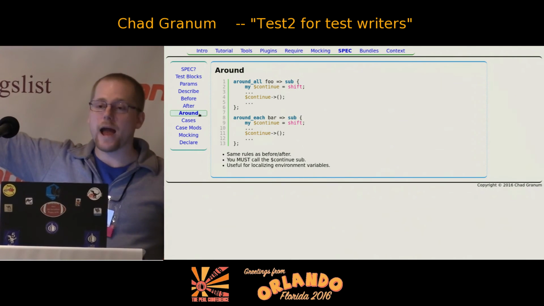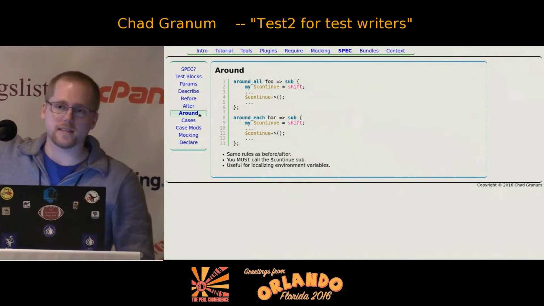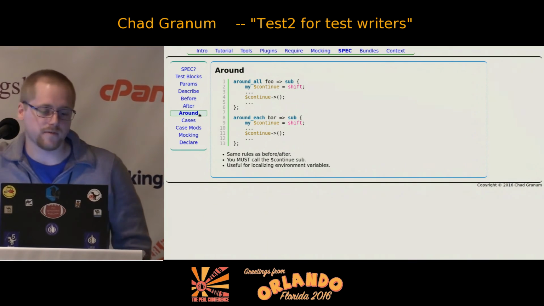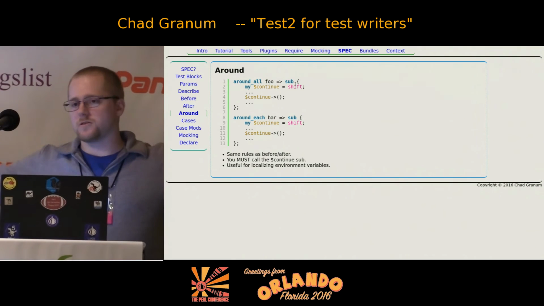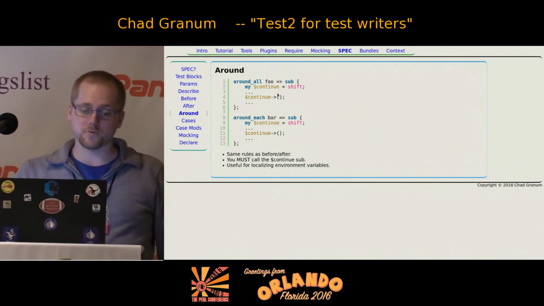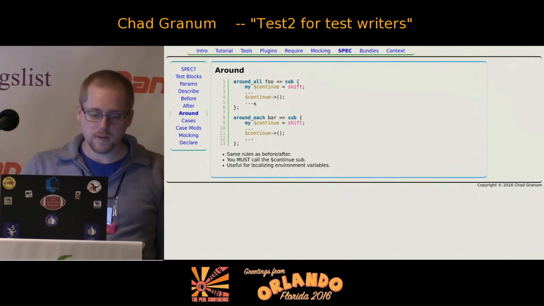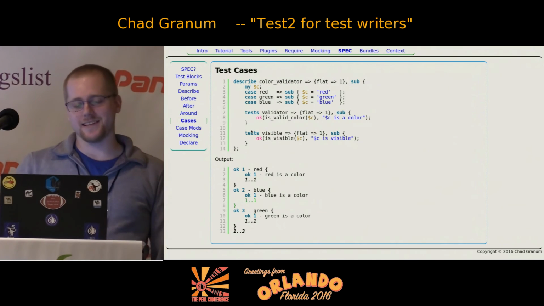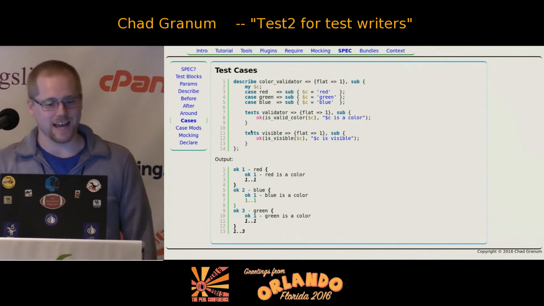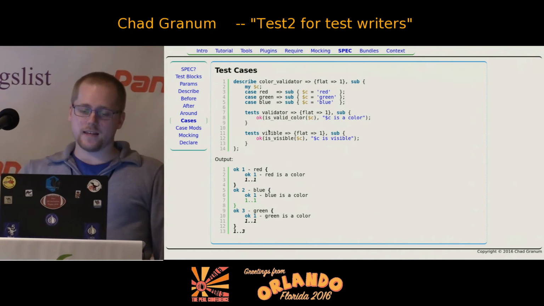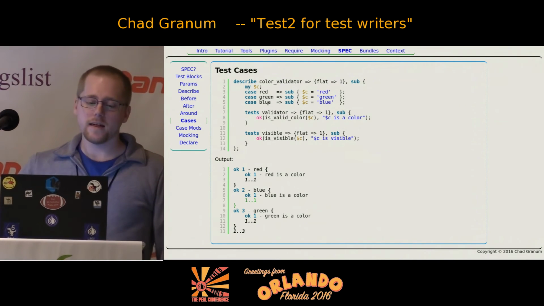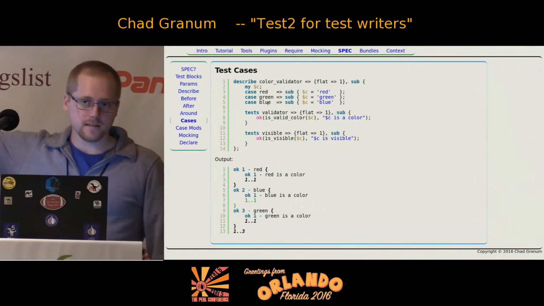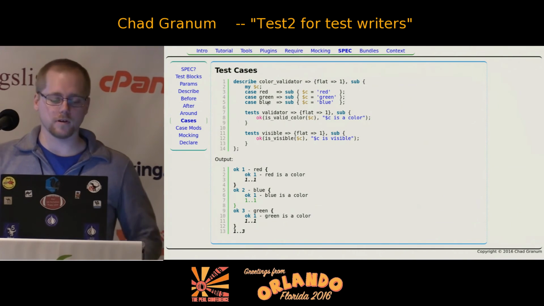Okay, you got around. This is good if you want to localize the environment variables for each test, for instance. You just say, oh, continue, or here's my continue. Let's localize environment. Let's run that continue, and now we're done. Got cases. This is to multiply your tests. We got test validator and test visible, and we've got the red, green, and blue cases. This will run 6 test blocks.